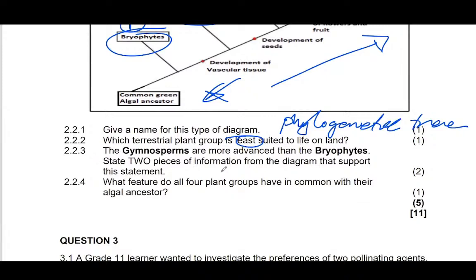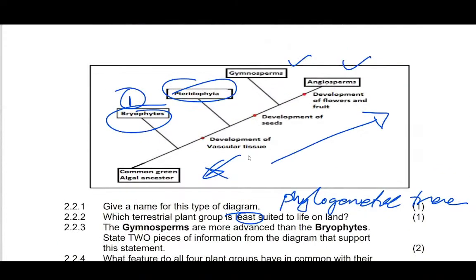State two pieces of information from the diagram that support that statement. We see that GYMNOSPERMs have the development of seeds. So this is the first point. And number two, gymnosperms have vascular tissue, while BRYOPHYTEs don't have either the seeds or the vascular bundle. So that is an advantage to gymnosperms.